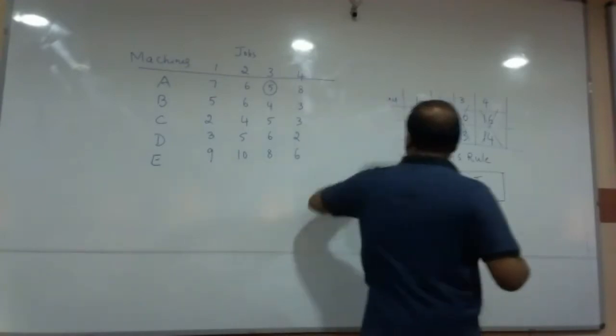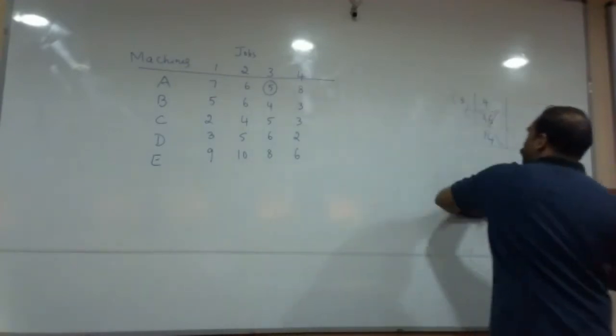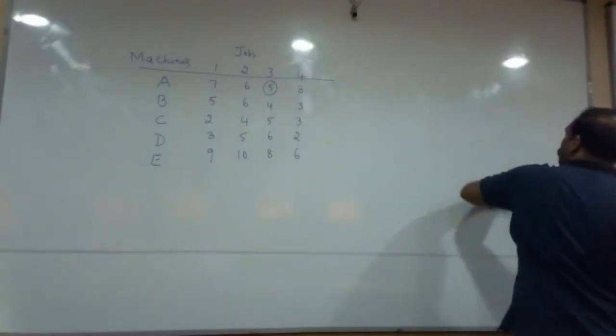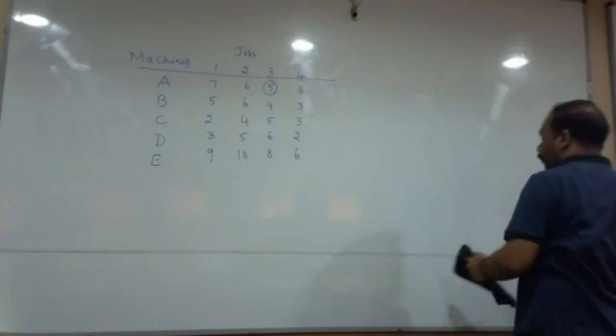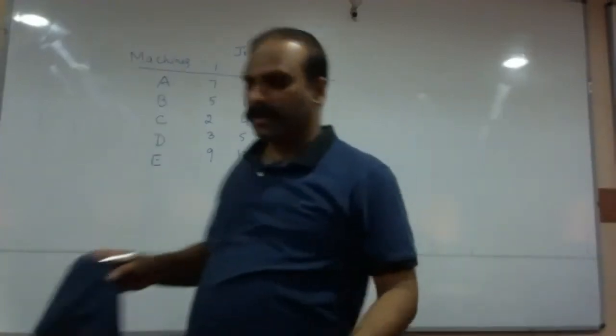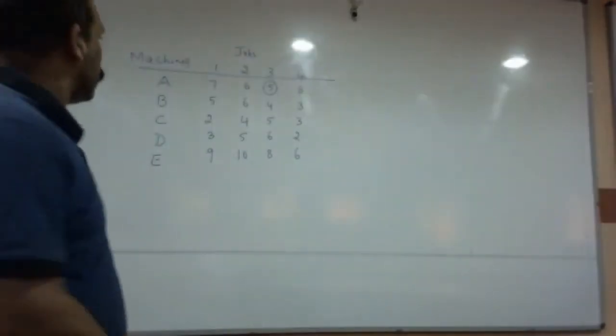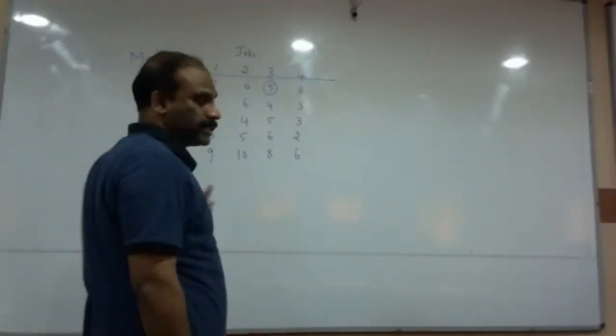As usual, the same table we used to write for the 2 machine and 3 machine problems, we'll write it here also. But here it is slightly bigger because the number of machines is more. You can see that there are totally 5 machines.